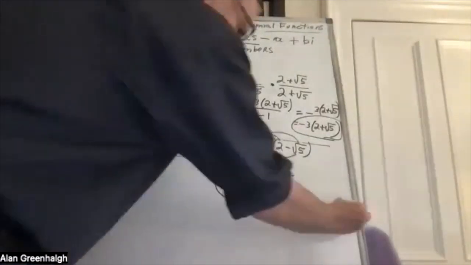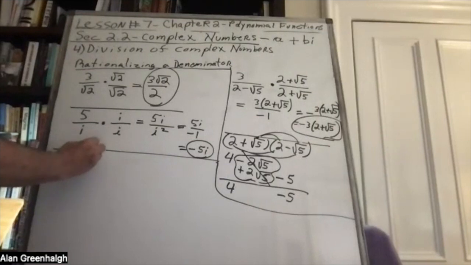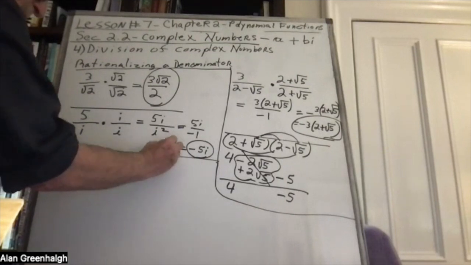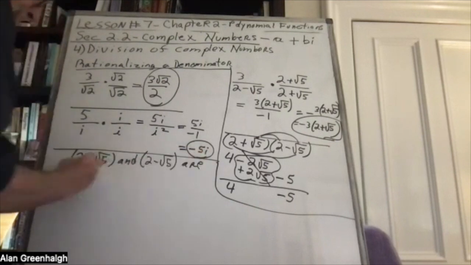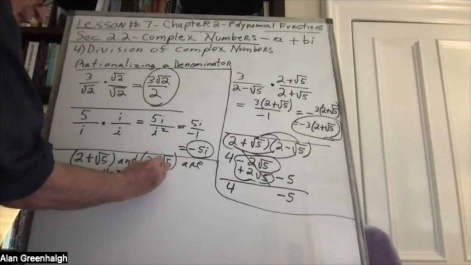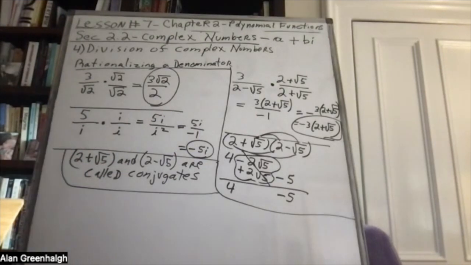That's called rationalizing a denominator. And 2 plus the square root of 5 and 2 minus the square root of 5 are called conjugate binomials, or just simply conjugates. We're running out of time, so I'm going to move ahead to the very last thing. The very last thing is, what do we do with something like this?